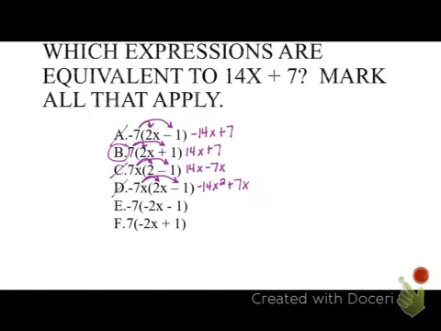In E, negative 7 times negative 2x is positive 14x, and negative 7 times negative 1 is positive 7. That does match the expression we are trying to be equivalent to. In F, 7 times negative 2x is negative 14x, and 7 times positive 1 is positive 7. Because of the negative 14, this is not equivalent.